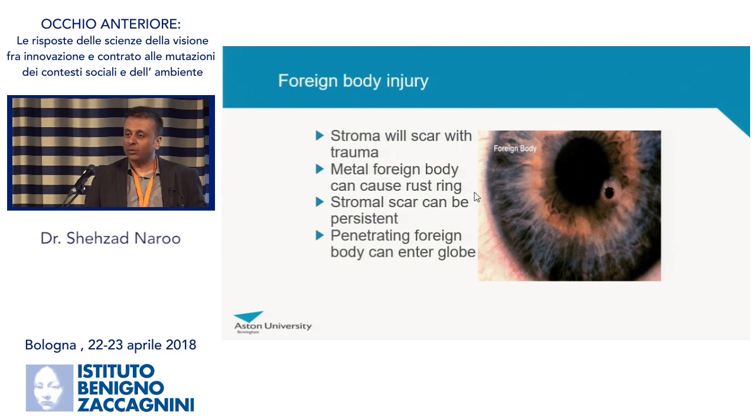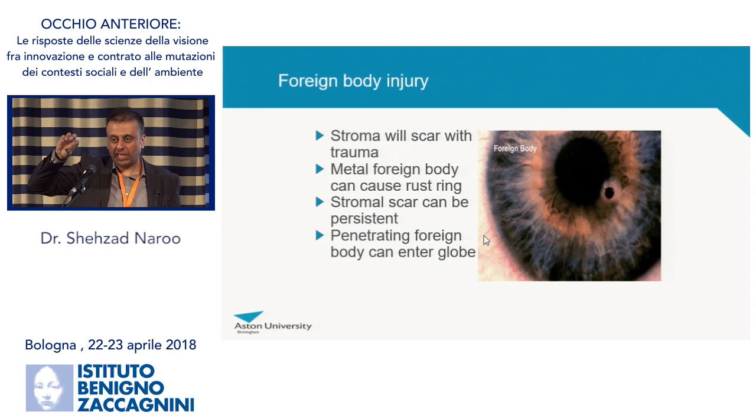As I've said, with a foreign body injury, usually the foreign bodies are in the epithelium, but if they go beyond the epithelium, they can cause stromal scarring. Sometimes you can see what we call a rust ring. Metal foreign bodies hit the cornea, and sometimes the metal foreign body is gone, it's fallen away, but it leaves an oxidized brown ring in the stroma. And remember that a penetrating foreign body can actually go right through the cornea and into the globe.